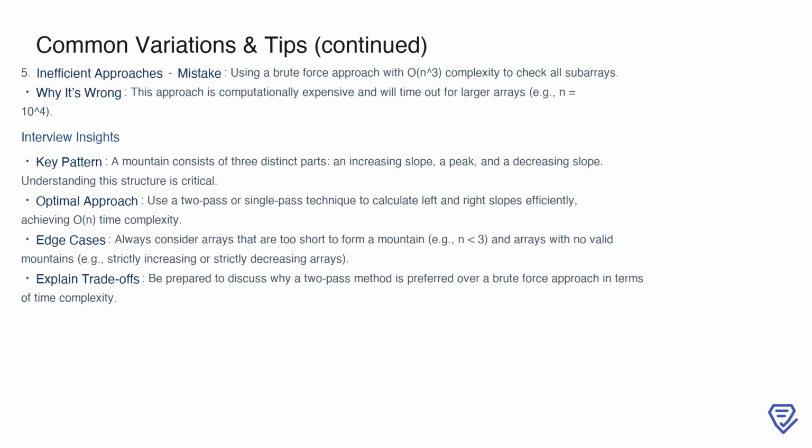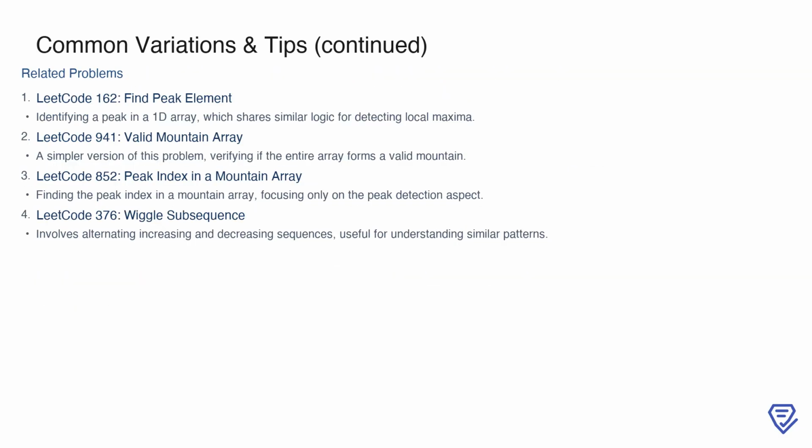Additionally, always consider edge cases, such as arrays that are too short to form a mountain, those with fewer than 3 elements, or arrays that are strictly increasing or decreasing, which don't contain any valid mountains. It's also important to explain the trade-offs involved in your approach during interviews. For example, you should be able to justify why a two-pass method is preferred over brute force, citing its significantly better time complexity.